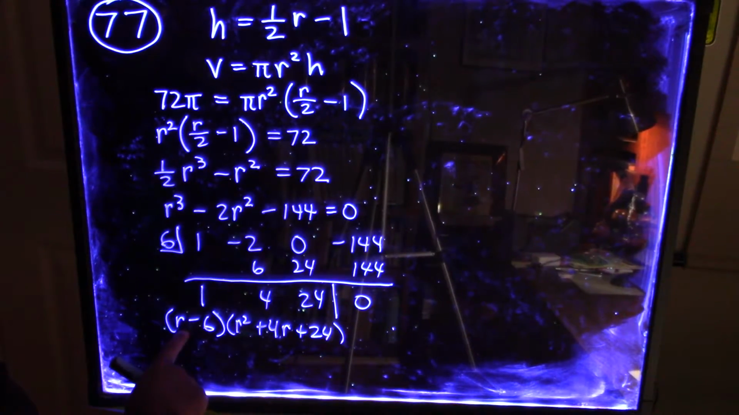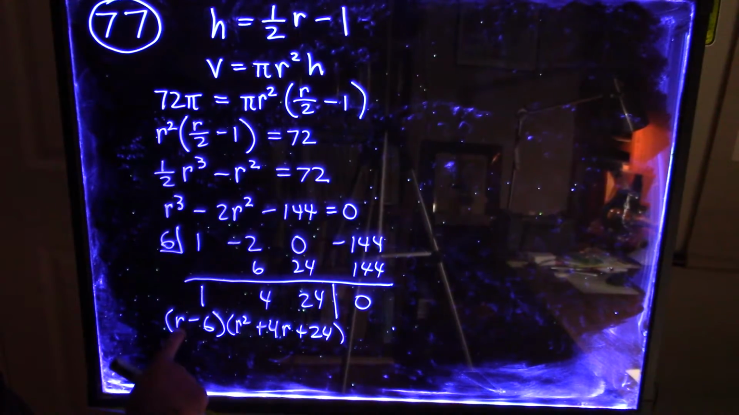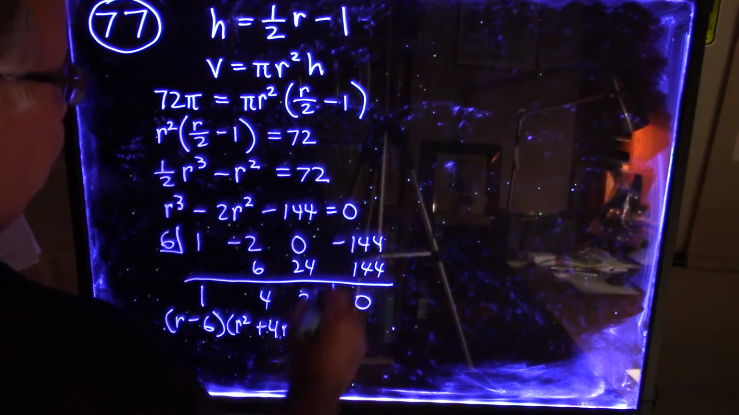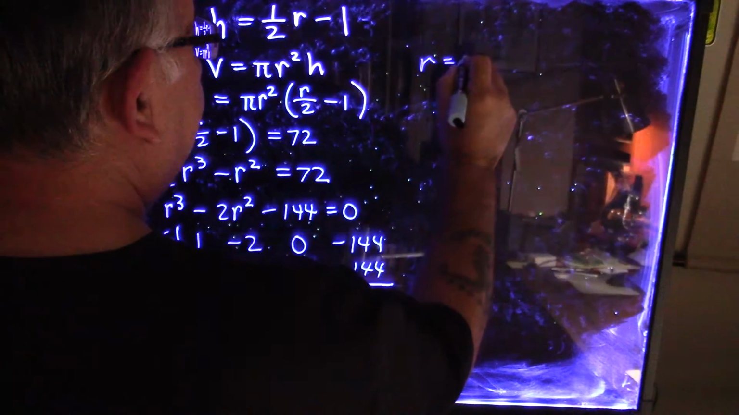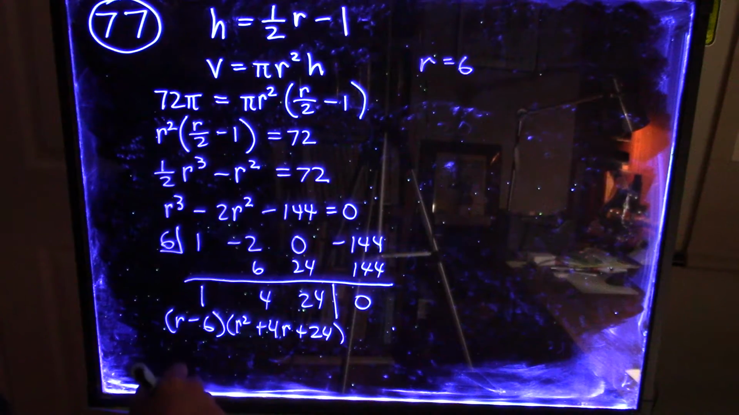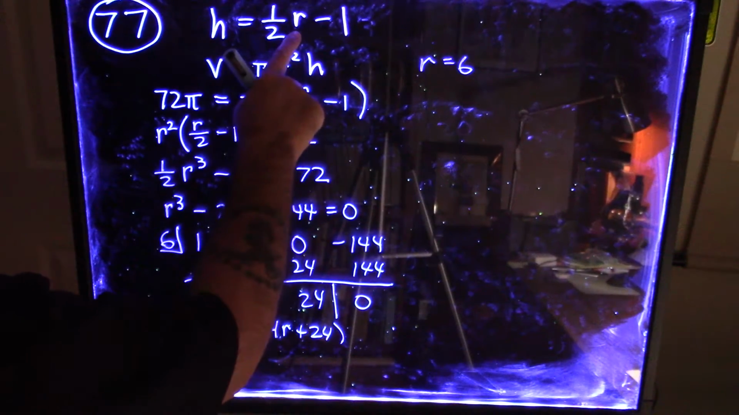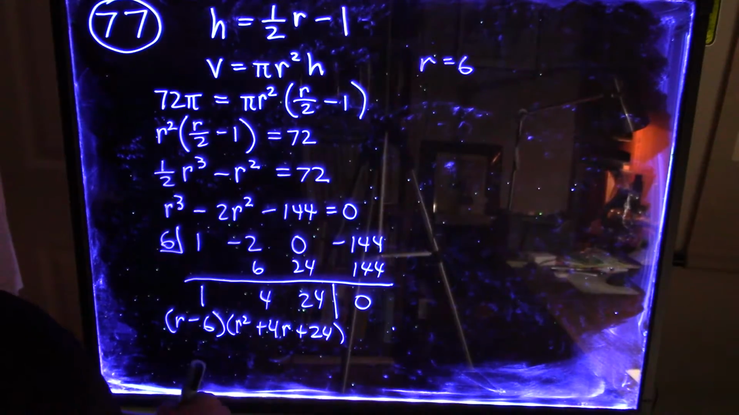So this is the only real root that we're going to get from this factor. That's r equals 6. So we have r equals 6. And then you can plug in r equals 6 right here and get the height. Alright, so the height is 2.